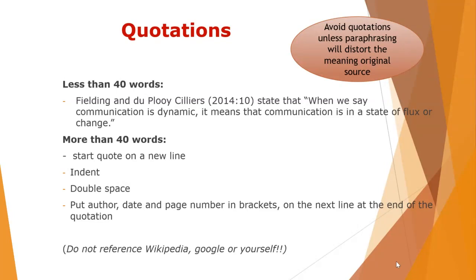Then open inverted commas to indicate that you are using direct words. When we say communication is dynamic, comma, it means that communication is in a state of flux or change. Full stop, close inverted commas. Those are the direct exact words that I took from this textbook, including the same punctuation as it appeared in the textbook. So if a quotation that you are using is less than 40 words, it's the authors' surnames, the year of publication, colon, page number, open and close inverted commas.